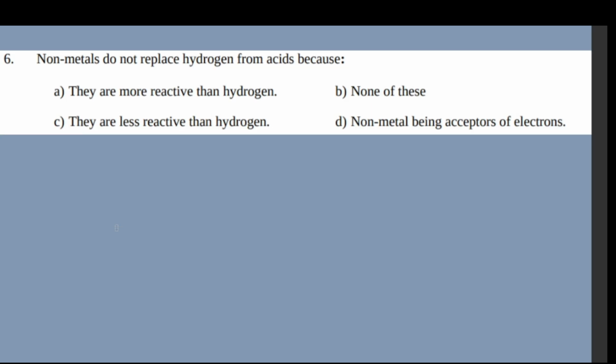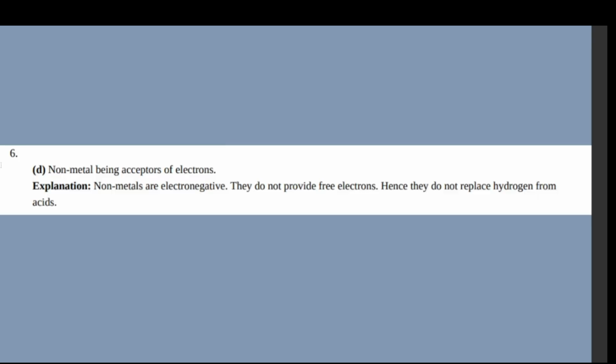Non-metals do not replace hydrogen from acids. It is because non-metals are acceptors of electrons. Next, it is given that non-metals, being acceptors of electrons, are electronegative and do not have any free electrons.